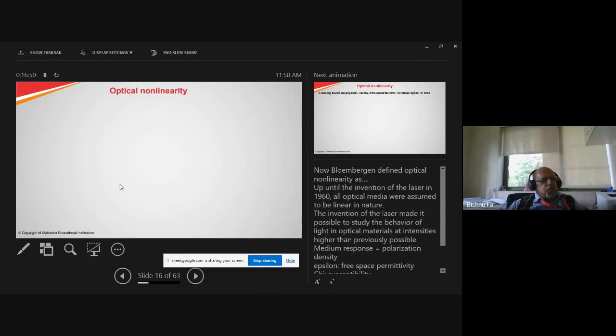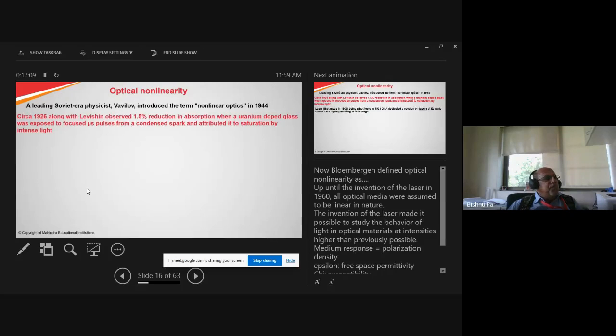So now I switch over to optical nonlinearity. You had some very nice introduction to that in the lecture by Professor Thiagarajan earlier. So it so happened that the term originated with a physicist, Vavilov, who introduced the term nonlinear optics in 1944. Around 1926, along with Levshin, he observed a 1.5% reduction in absorption when a uranium-doped glass was exposed to a focused microsecond pulse from a condensed spark. That time laser was not there, and he attributed it to saturation by intense light.